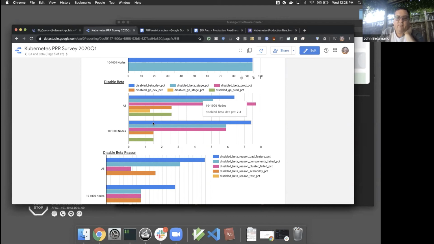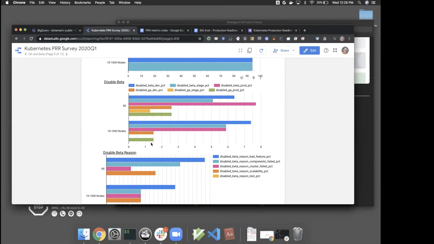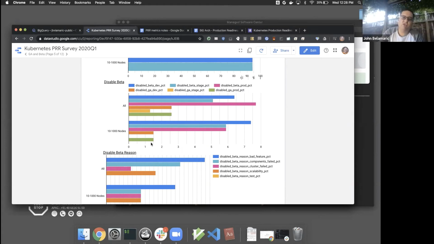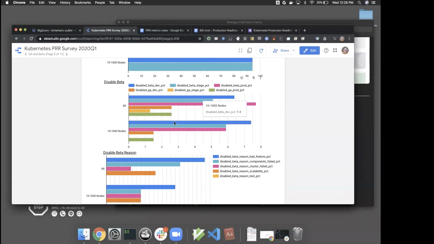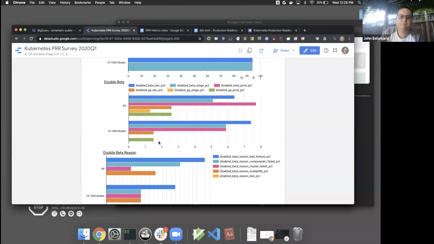With dev, we honestly don't care that much about it. But it's weird. Why would you bother? I guess you might if you just don't want your developers to use it, but why would you do it in dev and not in prod? I'll bet it's people doing it for testing purposes, maybe. So disabling GA in prod is extremely rare.